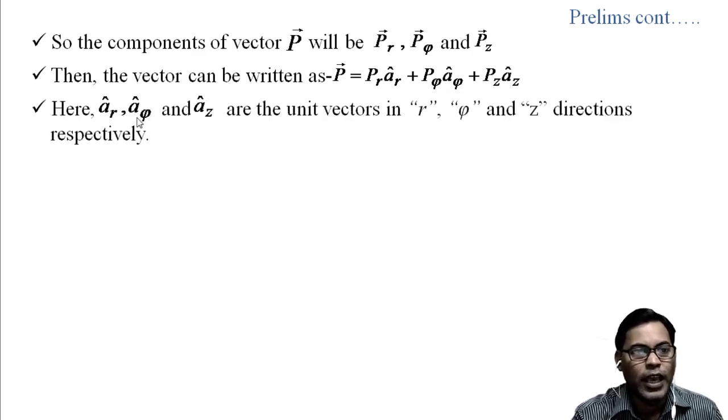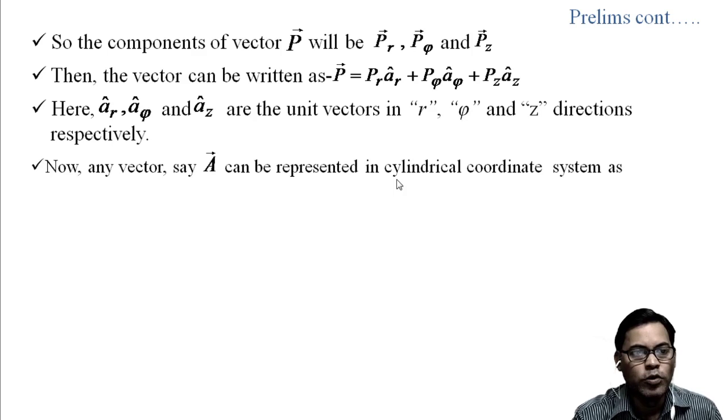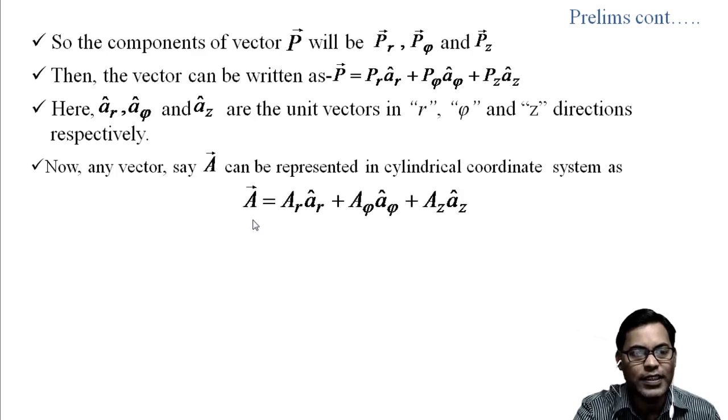Now, as I said earlier, a_r, a_phi, a_z are the unit vectors in the r, phi and z directions respectively. So now any vector A can be represented in the cylindrical coordinate system, just like we have seen in the Cartesian coordinate system. The representation of any vector, a position vector, in the Cartesian coordinate system, here also we can define a position vector in this coordinate system easily. Say this vector A can be represented by this equation. You can see that the vector A will equal A_r a_r plus A_phi a_phi plus A_z a_z.